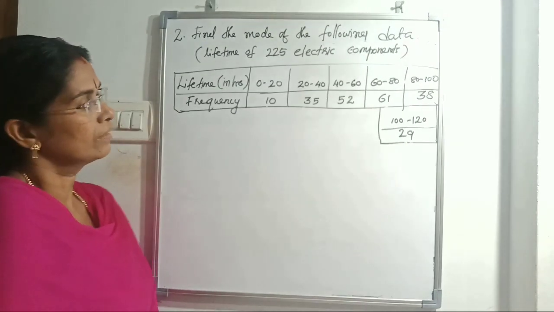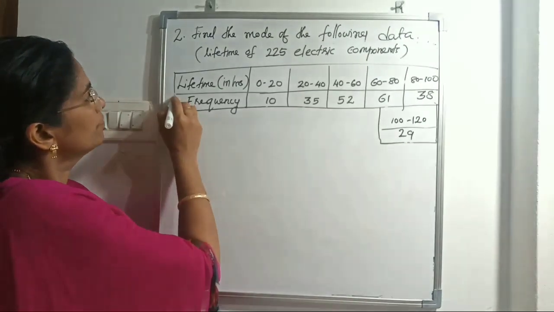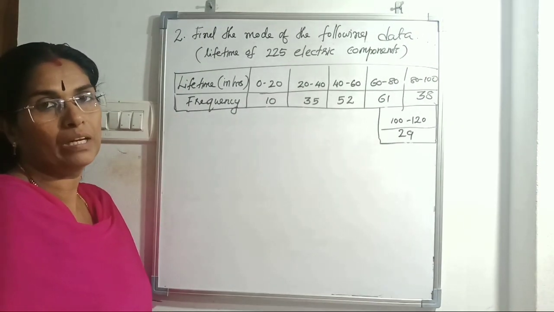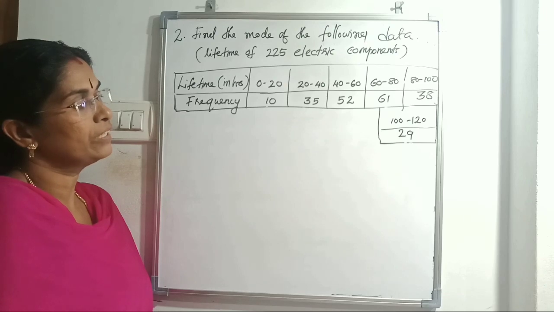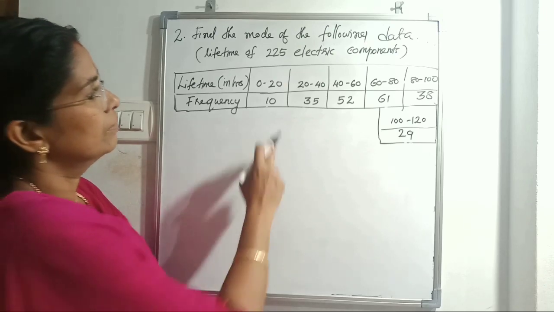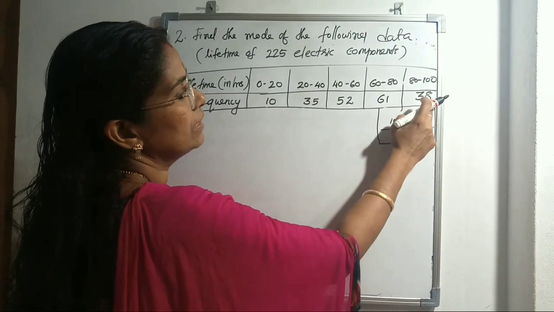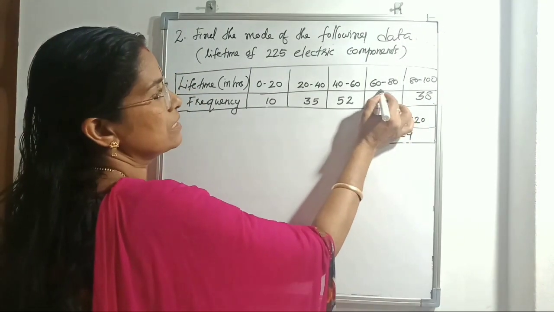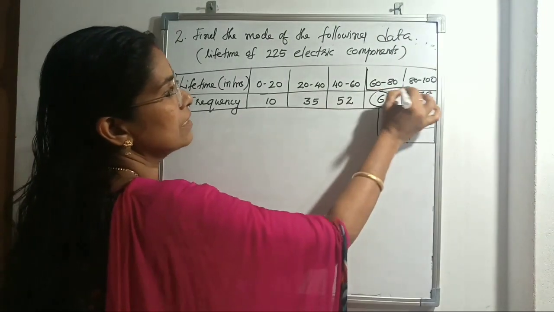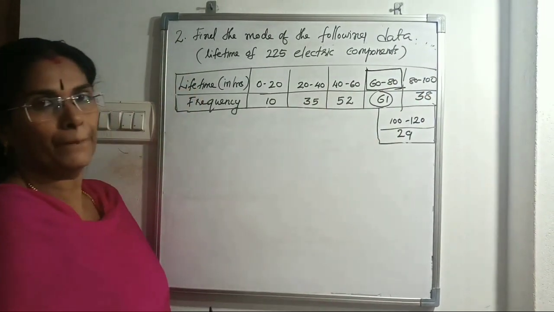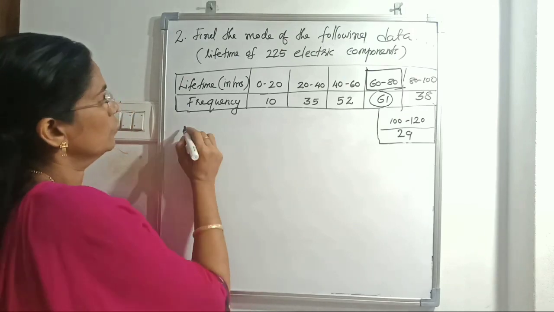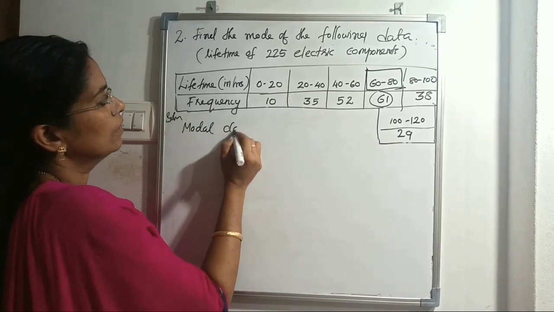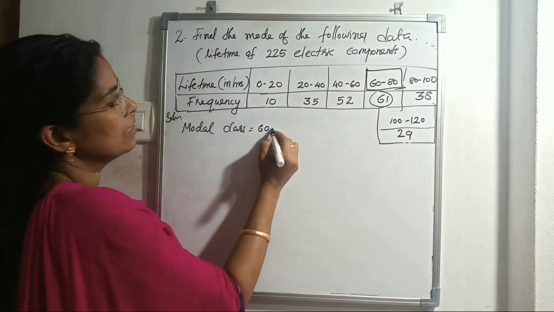Okay, what will we do first? We have to find out the modal class. Which is the maximum frequency here? 10, 35, 52, 61, 38 and 29. Which is maximum? 61. So we are selecting this as the modal class. The modal class is equal to 60 to 80.